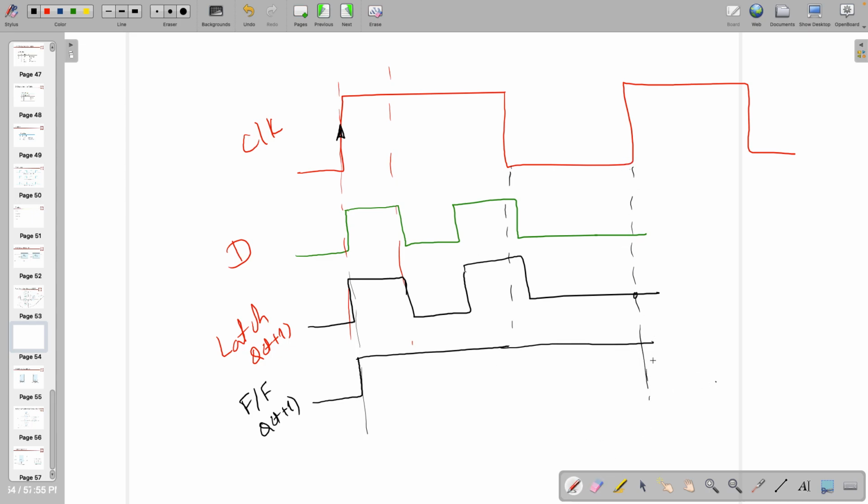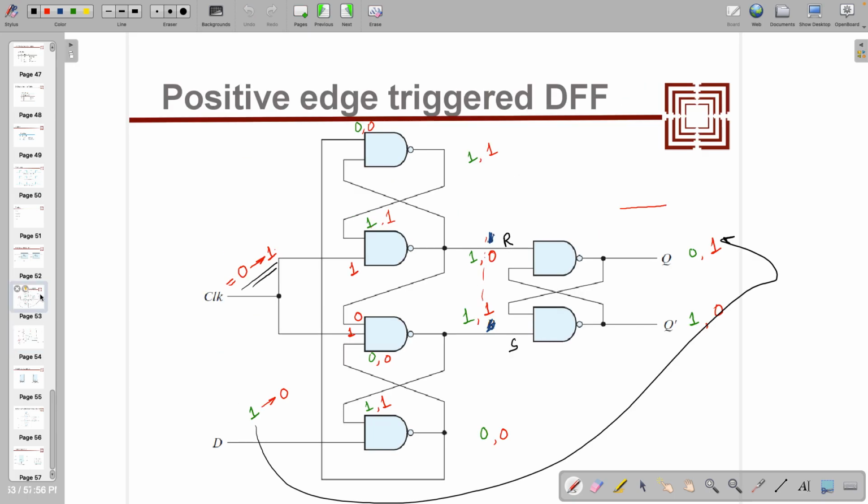So at the transition, whatever the value is there, that will stay there. At the transition, this was 1, that's why 1 is coming here. At the transition of this one, 0 is there, so 0 has to be there. So we need to check whether it's giving the same thing or not.